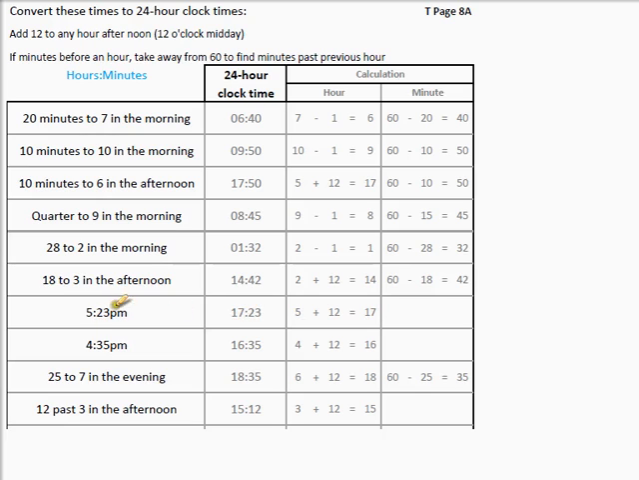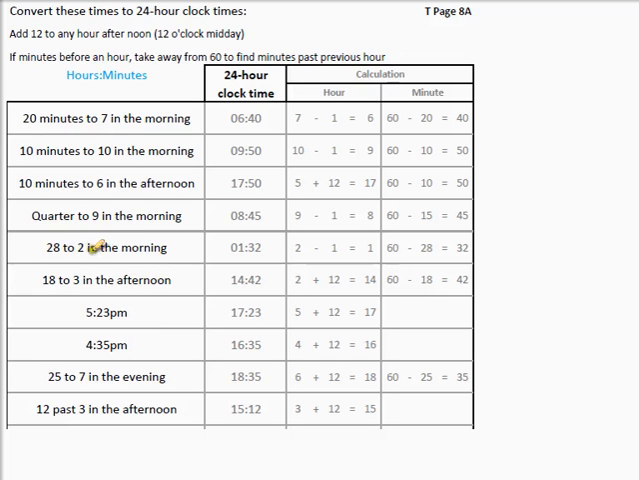There's the 17 and the 23, they stay the same. Again, p.m., so it's going to be 4 plus 12. You add 12 to your hours, because p.m. will be after noon. Add 12 to any hour after noon. Okay, so all the ones that are afternoon are going to be tough ones.